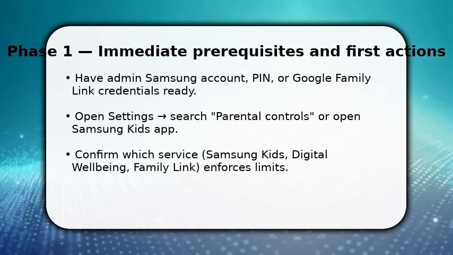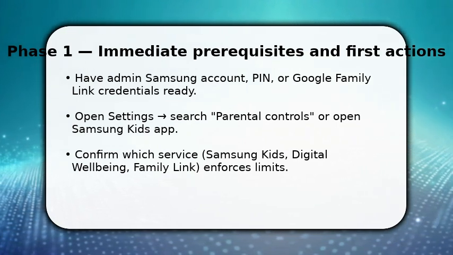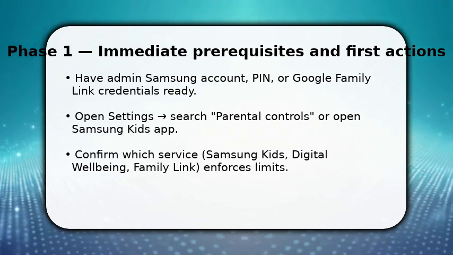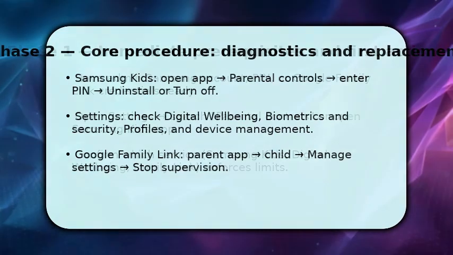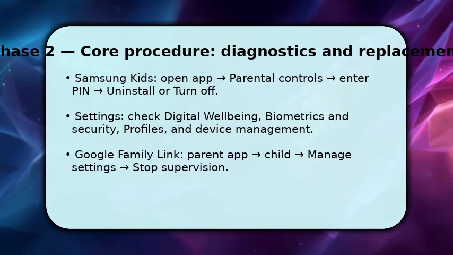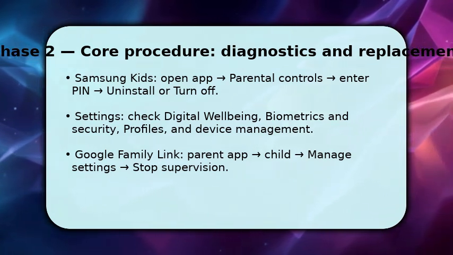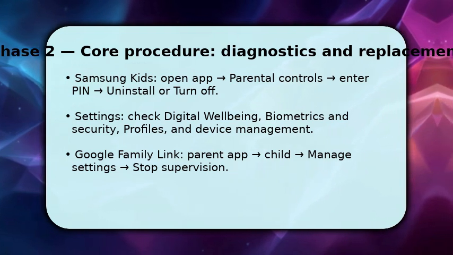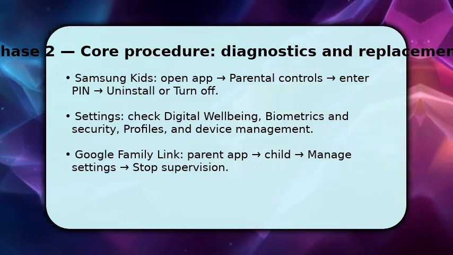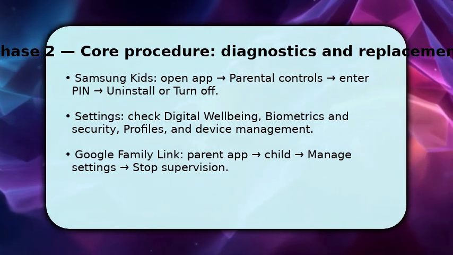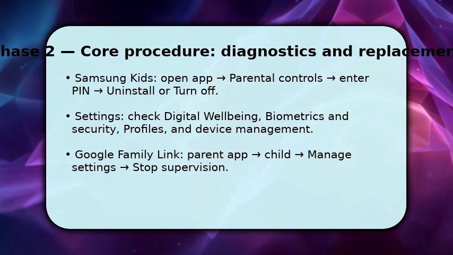Make sure to prepare any PIN, Samsung account password, or Family Link permissions before proceeding, because you will need them to fully remove controls. Now proceed to the removal flow inside the chosen app. For Samsung Kids, open the app, tap Parental Controls, enter the PIN, then choose Uninstall or Turn Off. For device-level restrictions in Settings, Biometrics and Security or Digital Wellbeing, revoke profiles or turn off monitoring.